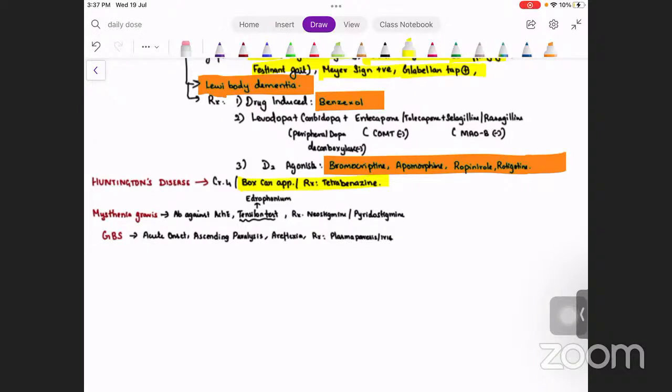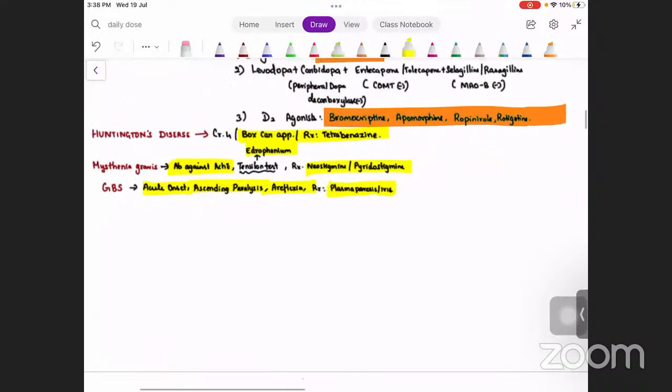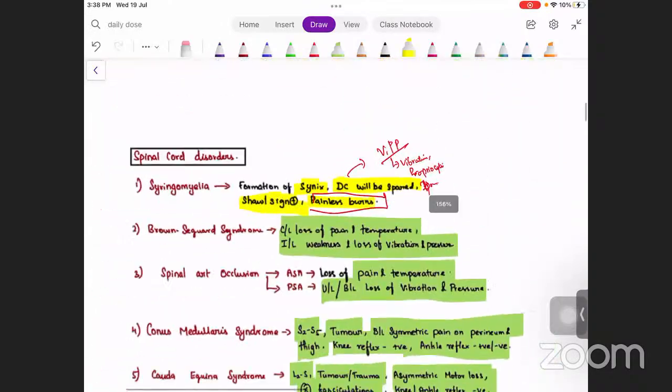Myasthenia gravis, antibody against the acetylcholine receptor. Tensilon test, treatment of choice, neostigmine and pyridostigmine. We already knew that. Then Guillain-Barré: acute onset, ascending paralysis, areflexia. Three classical words. If you see it in the case vignette, people, you have to blindly choose acute onset, ascending paralysis, and areflexia. And the treatment of choice, IV immunoglobulin for 5 to 7 days, or we can do plasmapheresis as a treatment of choice.